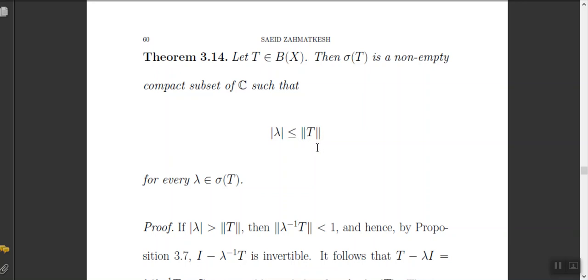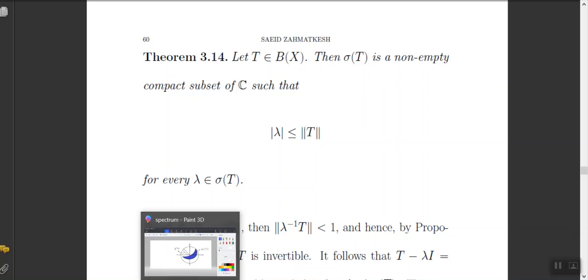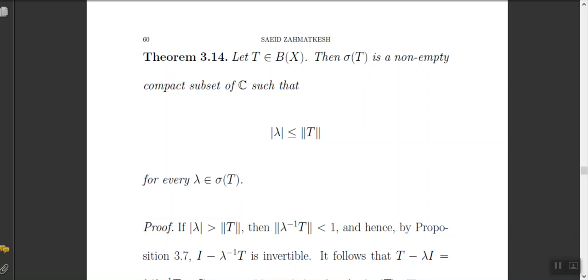This means in the complex plane, which is homeomorphic to R2, this inequality means the spectrum is contained in the circle centered at origin of radius t. Look at this picture. This means this.